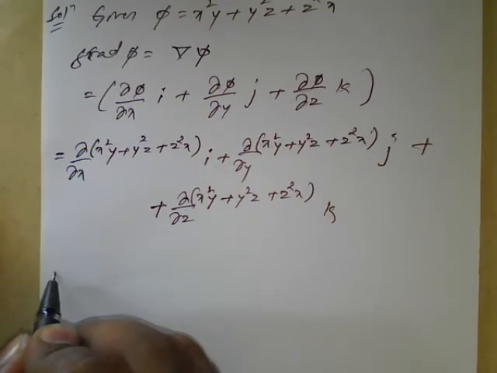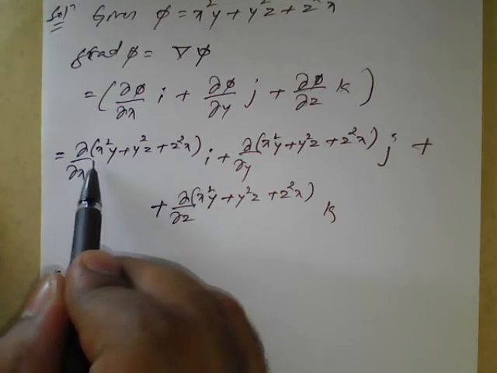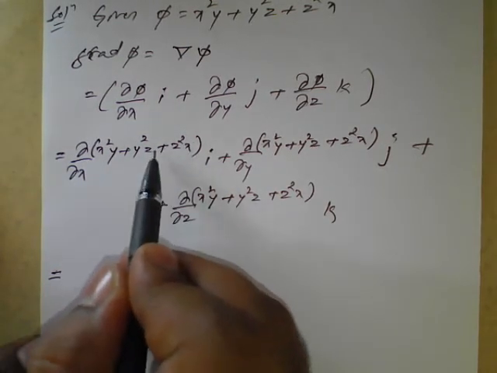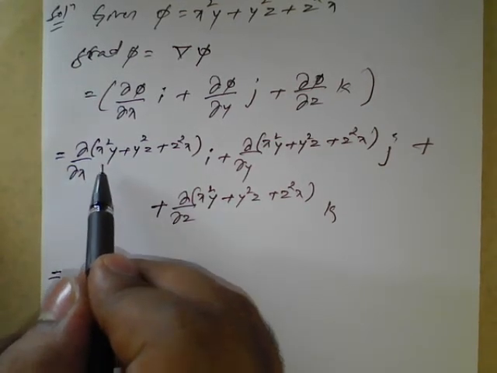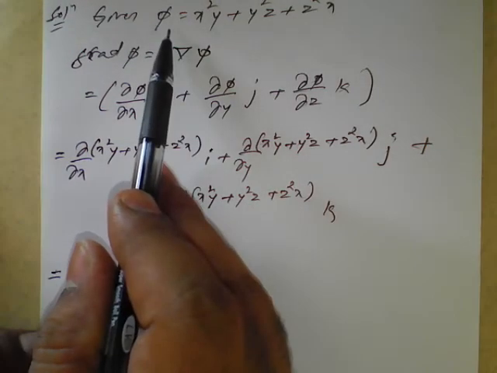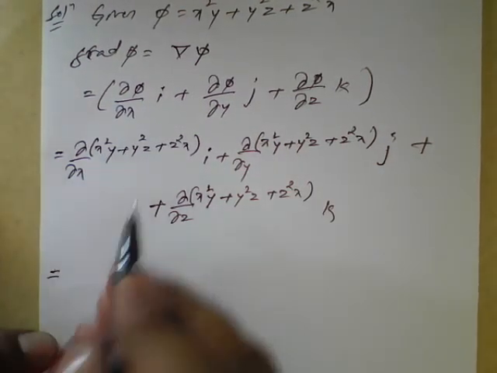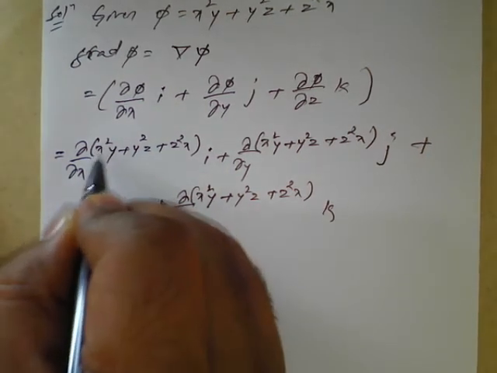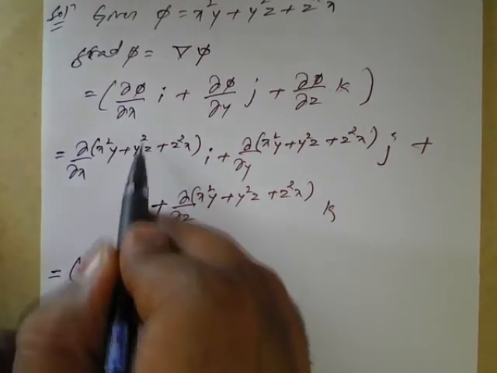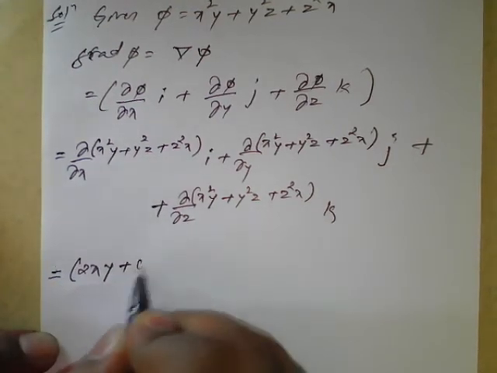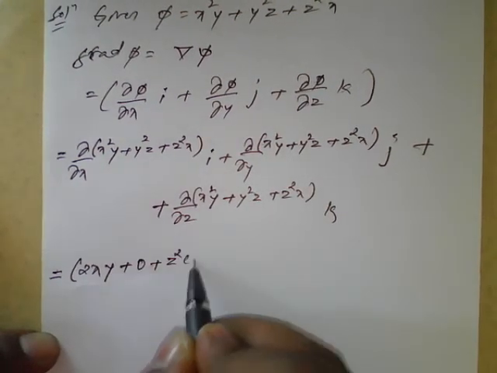We have three partial derivatives, with respect to x, y and z. First term, the coefficient of i: we need partial derivative with respect to x. While taking the partial derivative with respect to x, treat y and z as constants, because phi is a function of three variables x, y, z. So the partial derivative of x square with respect to x is 2x, with y constant as it is, plus y square z is purely constant with respect to x, so 0, plus z square is a constant, and the partial derivative of x with respect to x is 1.